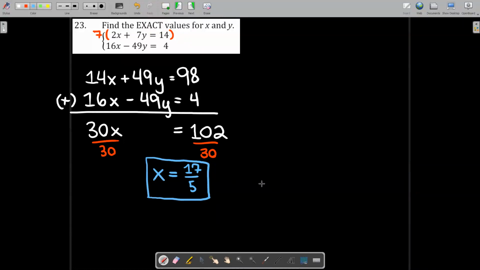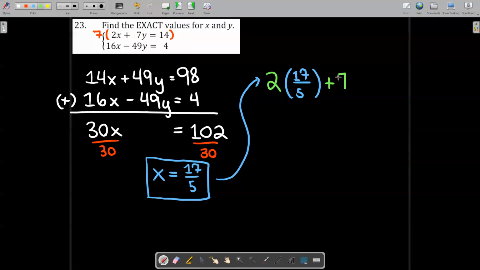Now we have to go back and find the value of y. We do that by plugging this into one of our original equations, and I always just choose the one that looks easiest. The top equation has lower numbers, so that's what I'm going to do. I'm going to plug it in. This will be 2 times x, x is 17 over 5, plus 7y equals 14.